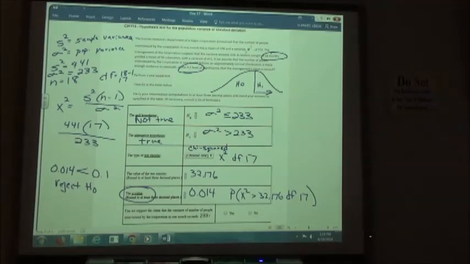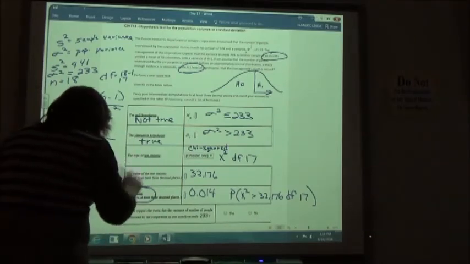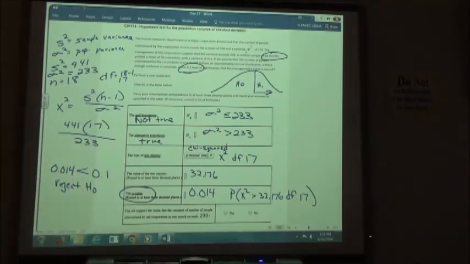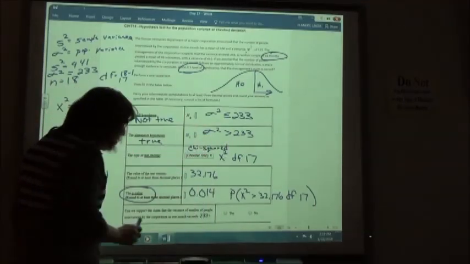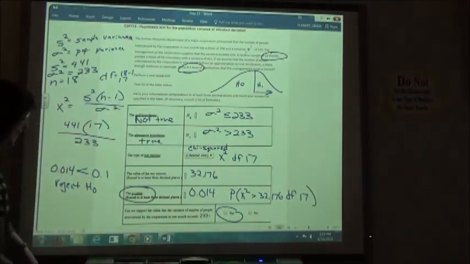Now we got our weird question. Can we support the claim that the variance of the number of people interviewed by the corporation in 1 month exceeds 233? At least it says the not reject thing. I don't hate it when it says that. So, can we say that the variance is greater than 233? Yes, we can. That was our true statement. Our true statement says our variance is greater than 233. So, yes, we can support that claim.